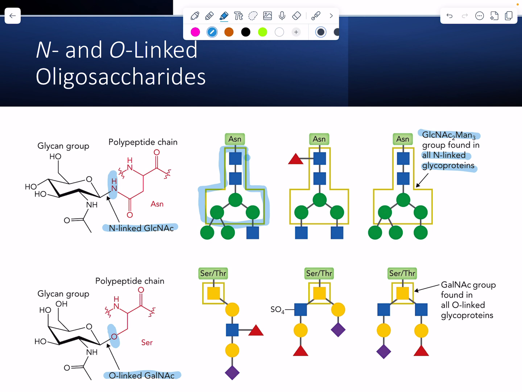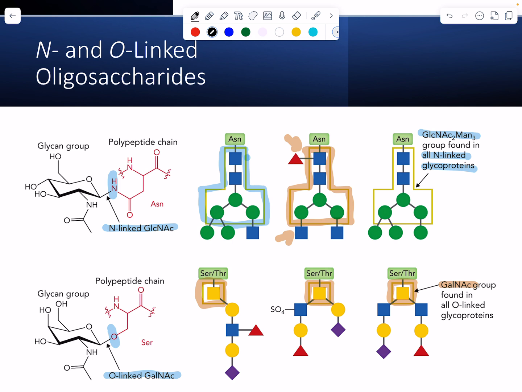Now you'll notice that as long as you have that central unit there, you can add on other things. You can add things to your mannose tail, or you can add things on to that basic core. But you have to have that basic core for all N-linked glycoproteins. And for your O-linked glycoproteins, you just need 1 N-acetylglucosamine group. So it's just that one, and you can attach to a serine or a threonine. Okay, so N-linked are going to go to an asparagine.